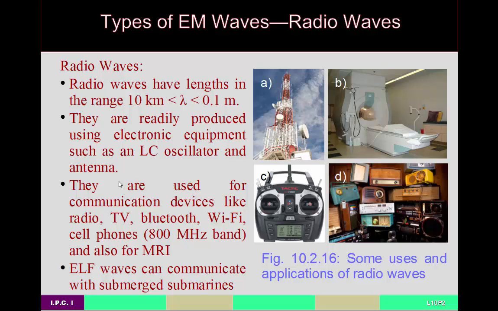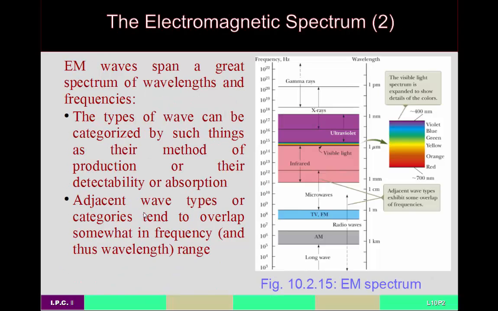And they are obviously quite useful to us. They're used in basically most of our telecommunications devices: radio, TV, Bluetooth, Wi-Fi, cell phones, all of these things, and MRI machines all use radio waves. Now, the TV, Bluetooth, Wi-Fi, and cell phones actually are using wavelengths that are kind of near to the microwave band.